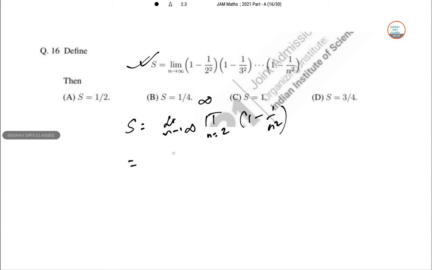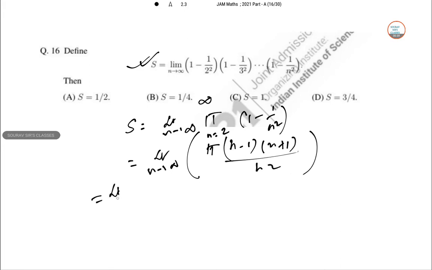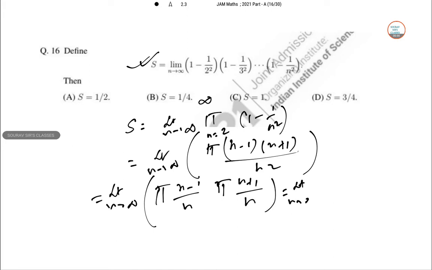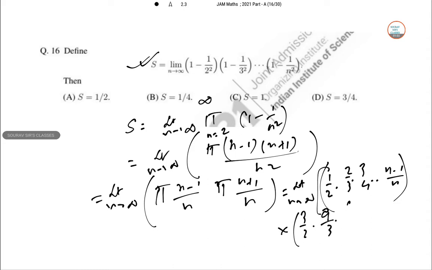Okay, so now let's make some changes. n tends to infinity, n minus 1, n plus 1 by n square. So limit n tends to infinity product of n minus 1 by n into product of n plus 1 by n. So obviously, limit n tends to infinity, this will give you 1 by 2, 2 by 3, 3 by 4 dot dot dot n minus 1 by n in the first part, and the second part it will give 3 by 2, 4 by 3, 5 by 4 dot dot dot n plus 1 by n.